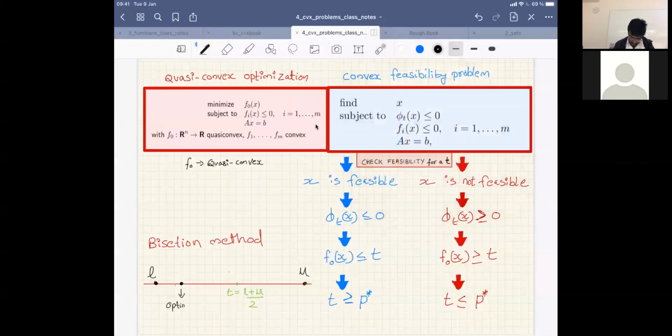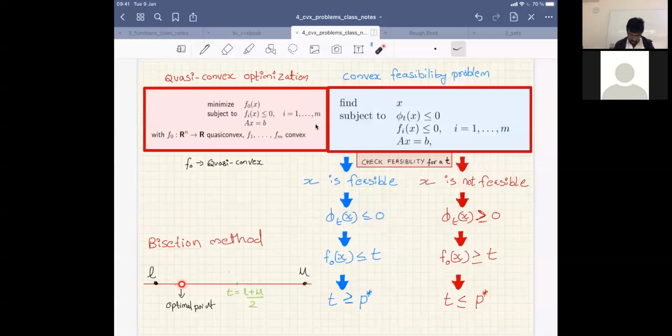This is the optimal point. So let's start from this. What I do is I will start my algorithm. If you have this information, you can now easily design a bisection method. I hope you have studied this in high school, right? So what does that mean?